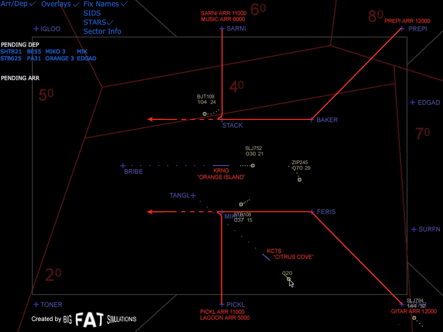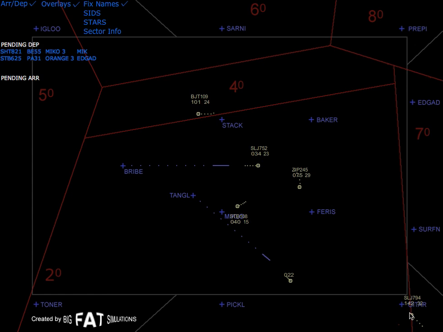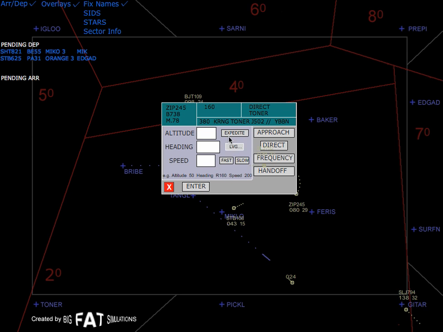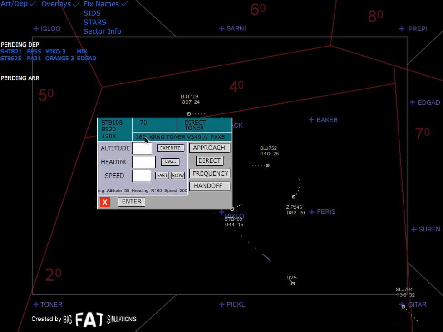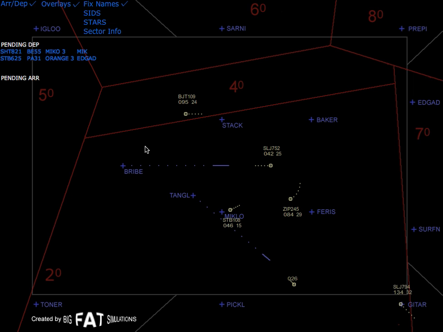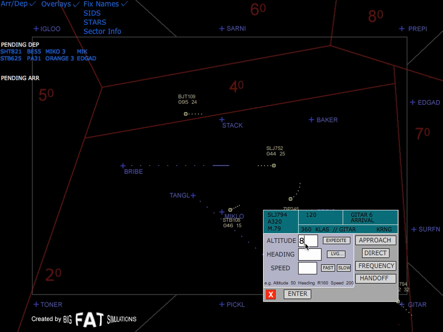I see that the adjacent controller has accepted my handoff down here at the bottom, and I've got a new handoff to accept. Excuse me, let me get rid of these STARs. Okay, I'll accept that handoff, and I'll wait for the aircraft to come onto frequency. These two aircraft are not going to be a conflict at all. This one's been assigned 16,000. I'm going to give this aircraft 15,000. Slamjet, I'm going to give them 8,000.